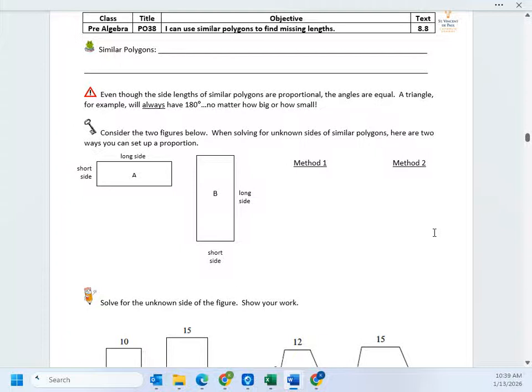Good morning. Today we are doing our last objective in this unit, Po38. I can use similar polygons to find missing lengths, and we're going to see how that ties into our proportions that we've been working with.